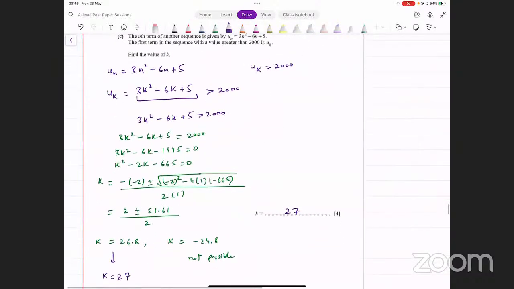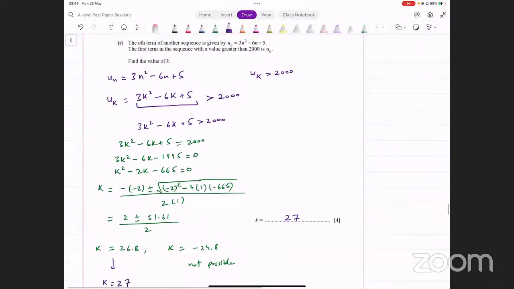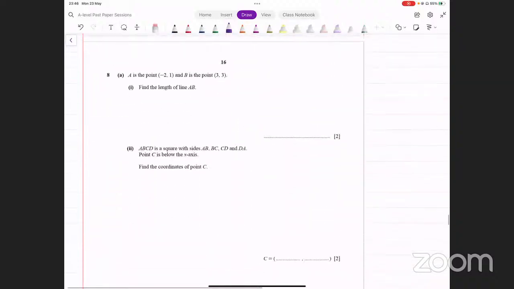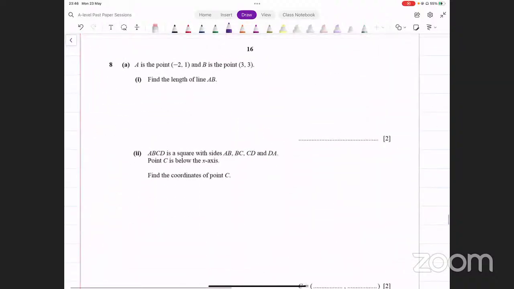Okay, and that's what we had to do here. That's part C of this. Now that was quite tricky. Again, that's probably another reason why the threshold for this paper was 48 out of 100 for an A, because this was again a quite tricky part. Let's move on to question number 8 now.